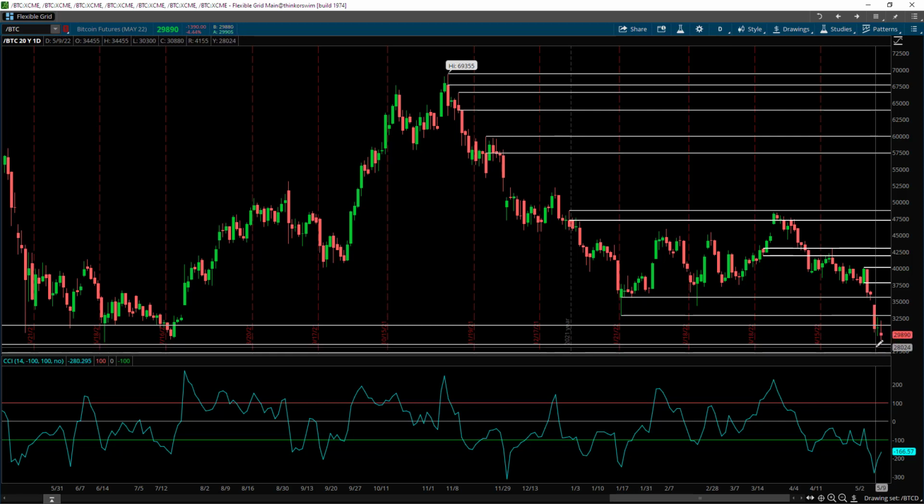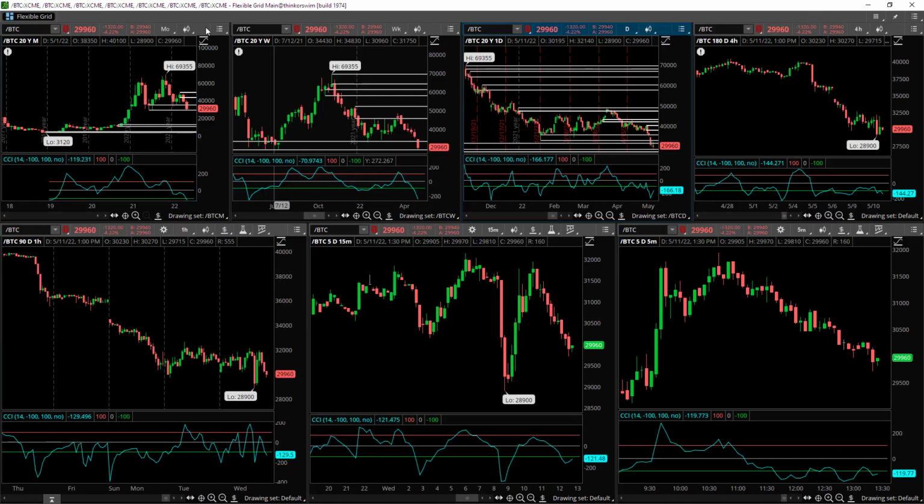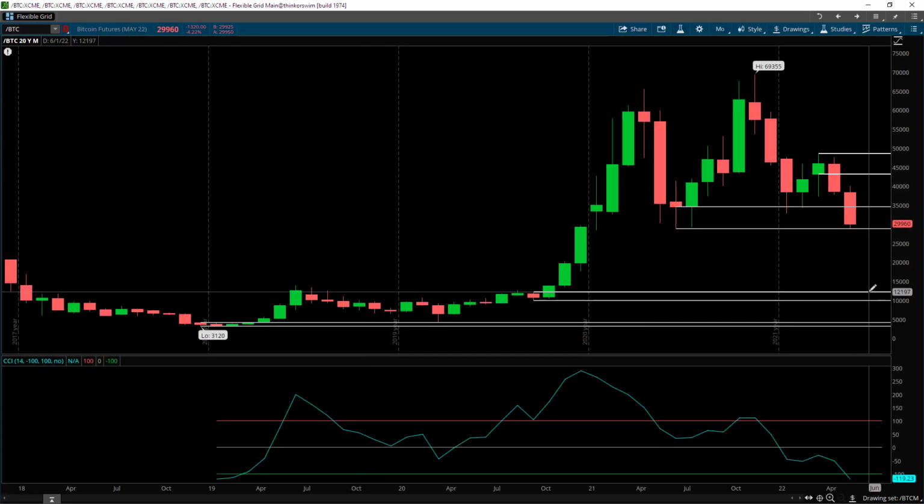Once we break, and if we break this level, we go down to the next one. Notice how spot on we are with these levels. See this level? Look where we stopped. We came below. Now these are all drawn out ahead of time. Hence, you can see the next level down here is down here on the monthly chart.